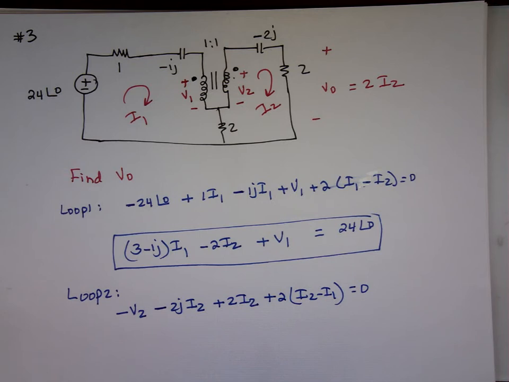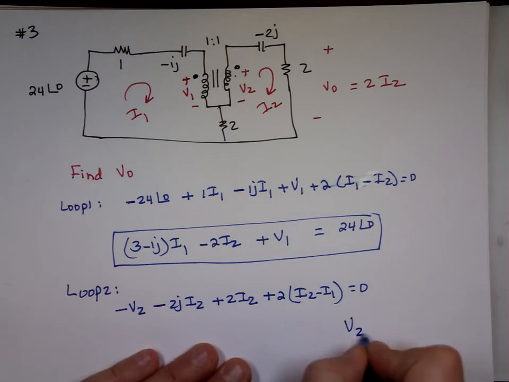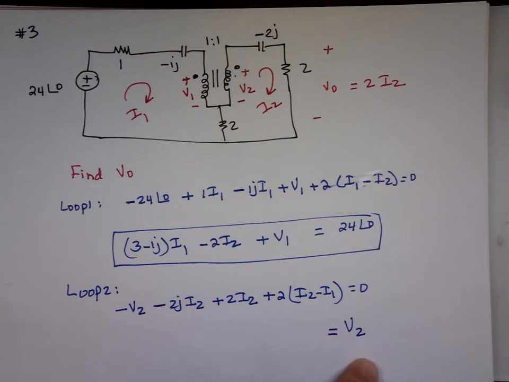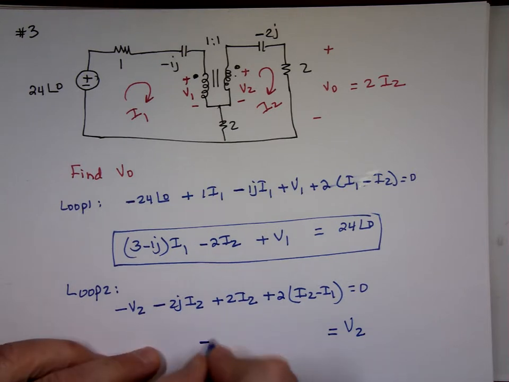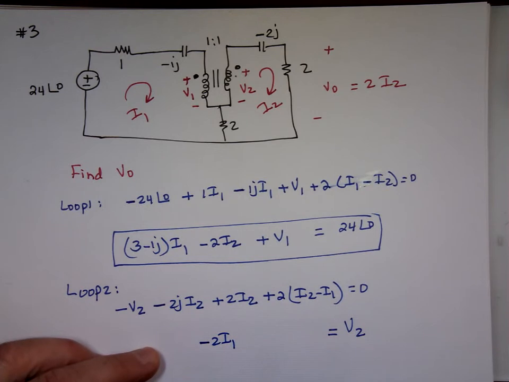I will have V2 equals, for this one, let me look at I sub 1. Is that negative 2 I sub 1? And for the I sub 2, we have what? 4 minus 2j.